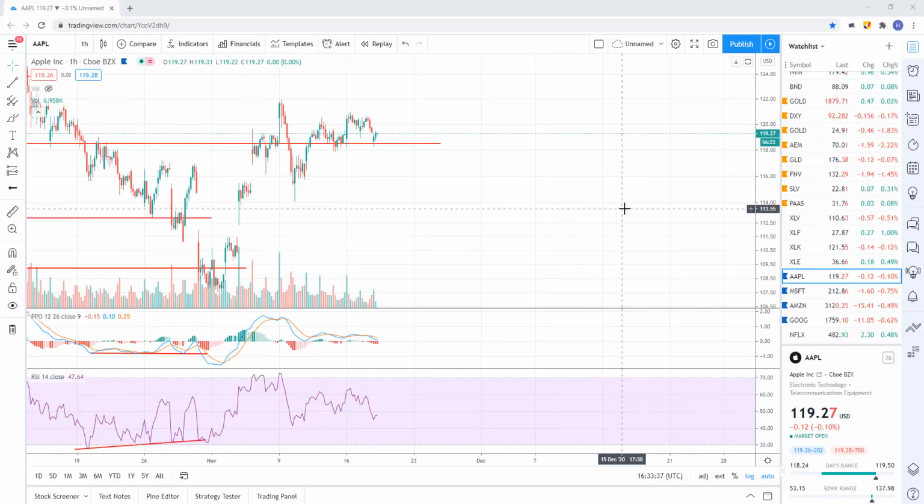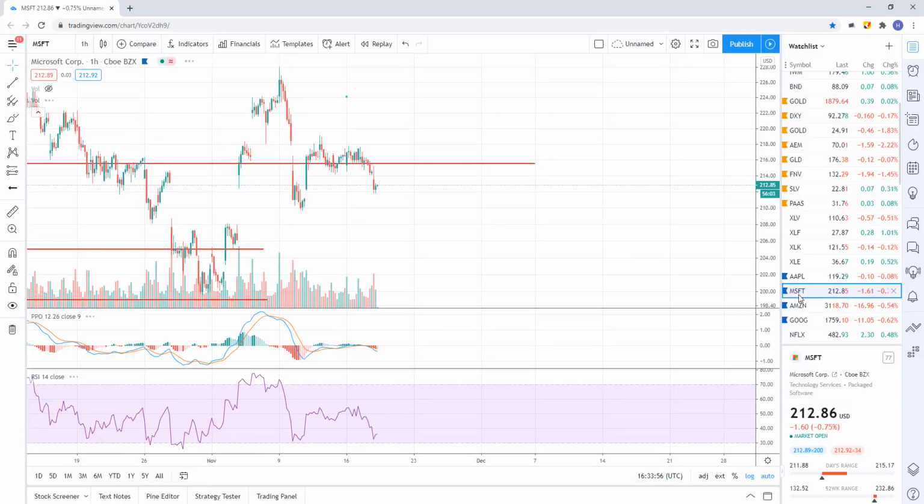The FANGs aren't doing anything. They're basically flat, and that is concerning because the FANGs are basically the leadership. Without the FANGs, if they're going to just stay flat, the market's not going too much higher. So just understand that. If you're not seeing the FANGs rallying, the market's not going anywhere. It can move a little bit higher, but it's going to be a marginal move.